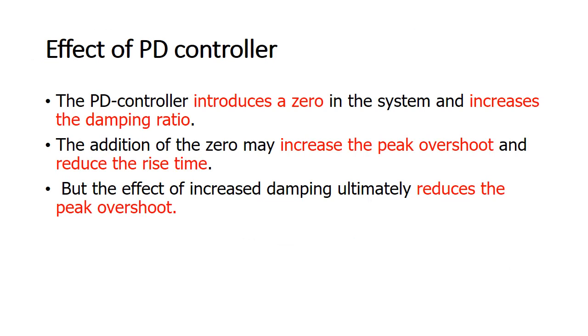The effect of the proportional plus derivative controller is that it increases the damping ratio of the system and it also introduces a zero in the system. The addition of a zero may increase the peak overshoot and reduce the rise time. This is very important for our system in terms of time response. But the damping ratio is also increasing, which also reduces the peak overshoot.